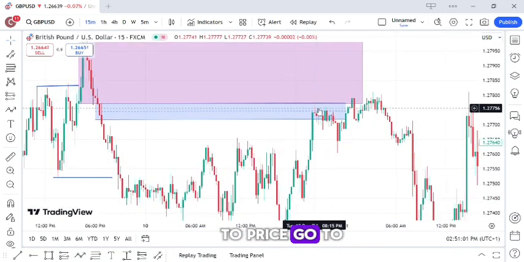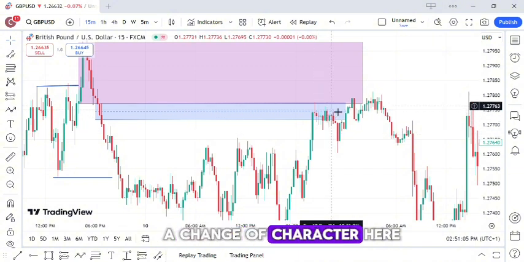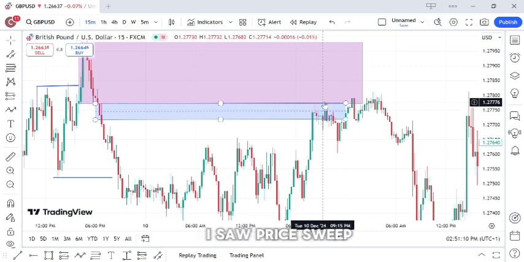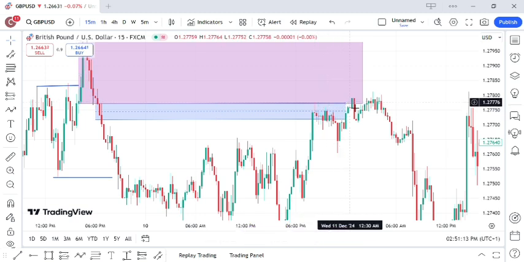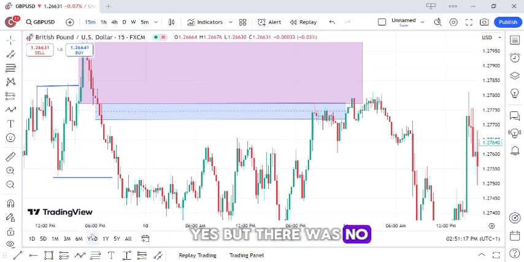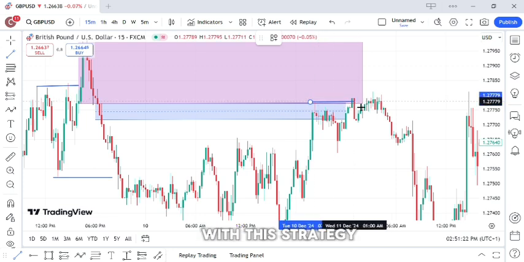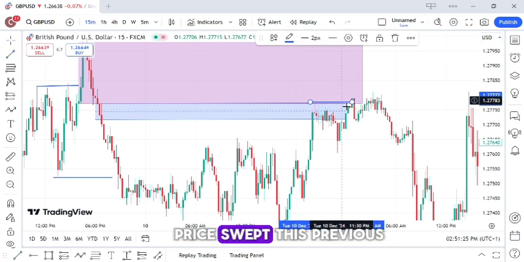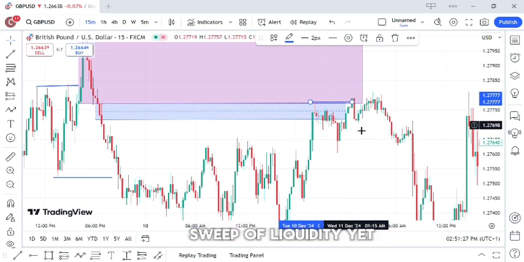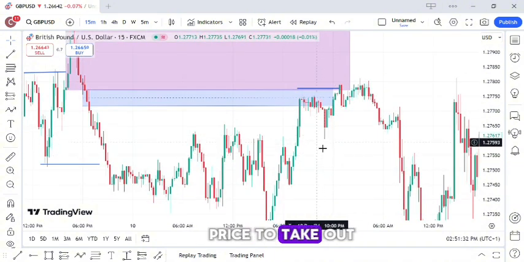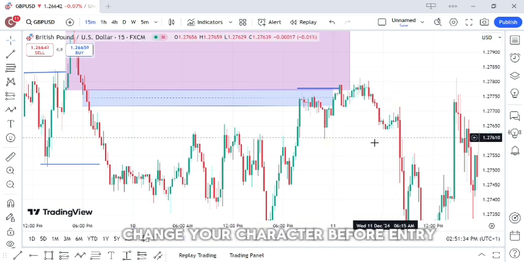So price got to the order block. I didn't really see a change of character here, and I didn't see a sweep until I saw a sweep. I saw price swept this one. Price swept this. Yes, but there was no... You can see we have to be patient with this trade, with this strategy. Price swept this previous one, but there was no sweep of liquidity yet. There was no change of character yet. So I was expecting price to take out this one, change of character, before entering.